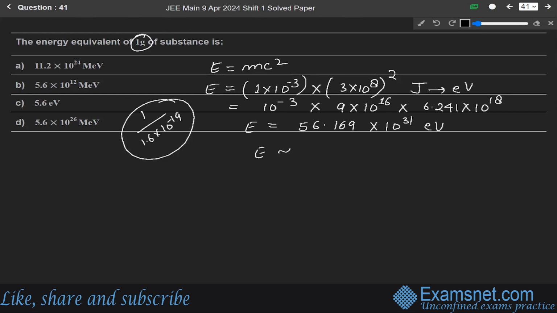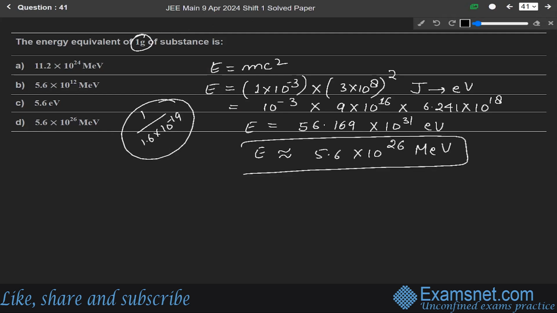So we can write E equivalent to 5.6 into 10 to the power 26 mega electron volt. Okay. So our answer is E equals 5.6 into 10 to the power 26 mega electron volt, means option D is the correct answer.